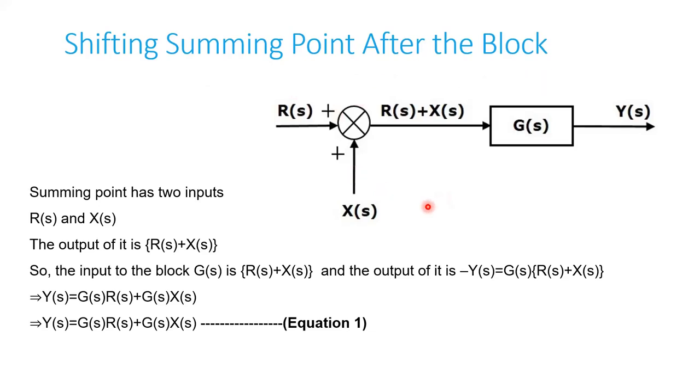Here in this diagram you can see that the summing point is present before the block. This summing point has multiple inputs, R(s) and X(s), and we get R(s) plus X(s) as its output. Since this summing point is present before the block, we can shift this summing point after the block.